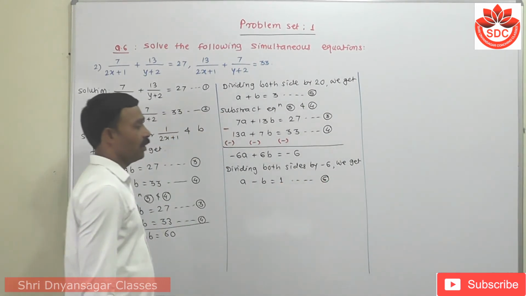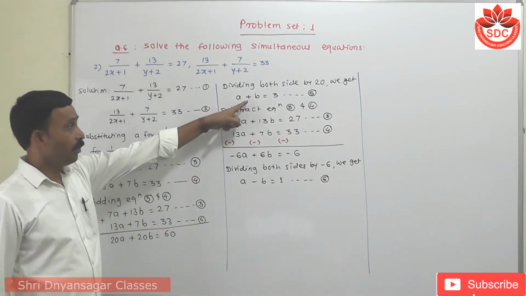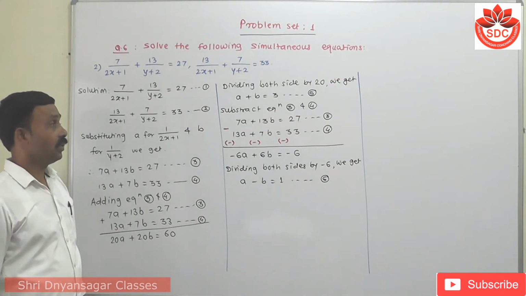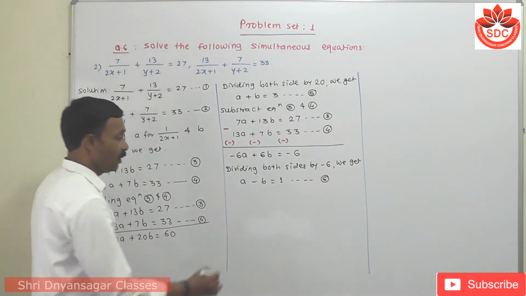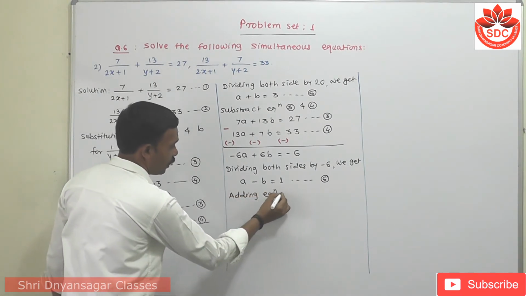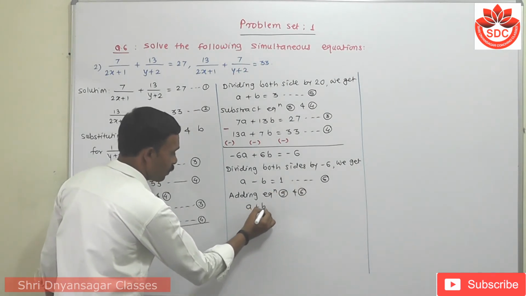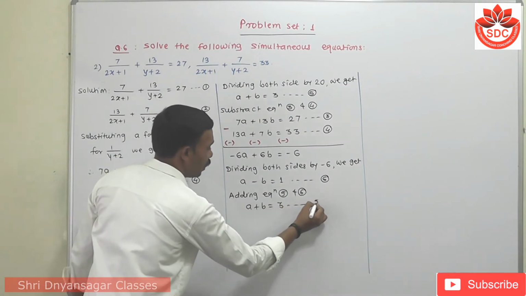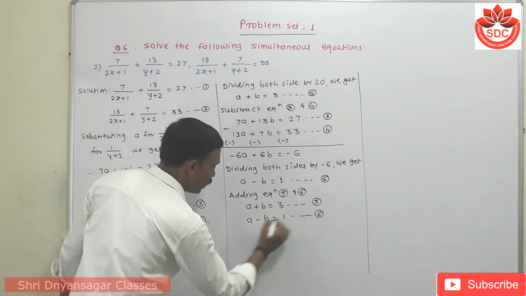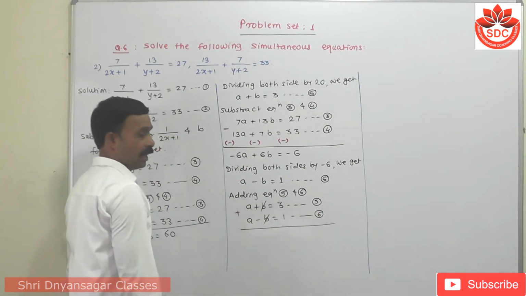Suppose that equation number 6. Observe equations 5 and 6. Here b has plus sign, here b has minus sign. Then if you add these two, we get the value of one variable. So write adding equations 5 and 6. Equation 5 is a plus b is equals to 3, and equation 6 is a minus b is equals to 1. Now when we add it, this b variable gets cancelled.